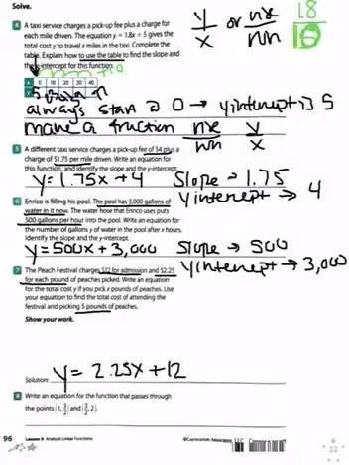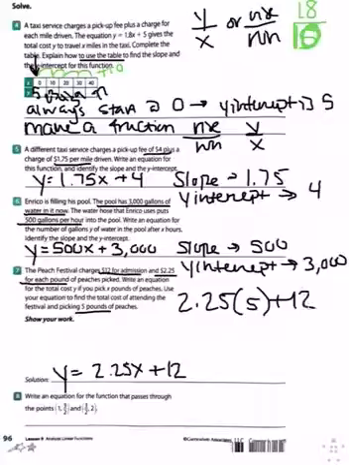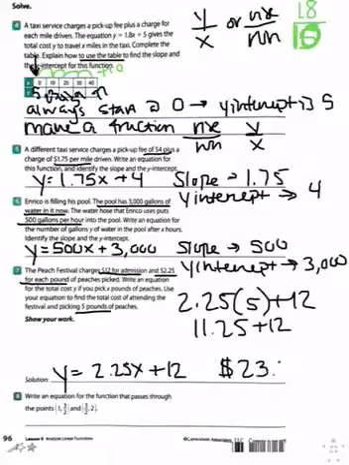So, if we want to pick 5 pounds of peaches, we're going to use our equation, 2.25 times 5 plus 12. When we solve that, 2.25 times 5 gives us 11.25, plus 12 gets us a total of $23.25.